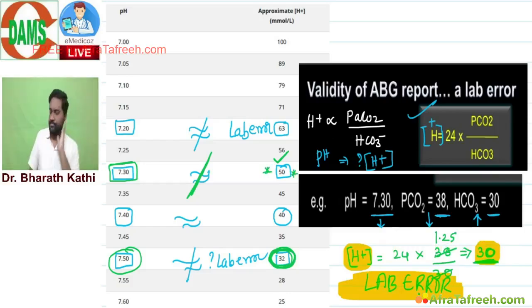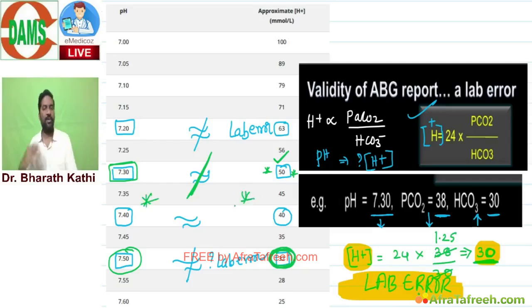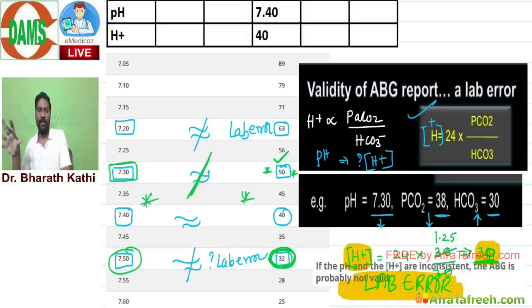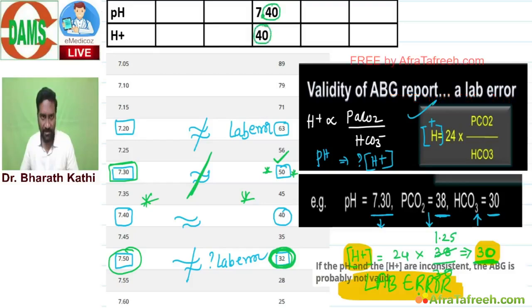In your exam or in your day-to-day practice, what happens is you will not be given this table. You may not be having this table with you, or it might be difficult to memorize this pH and H plus values. For that I have made a simple mnemonic. See, consider for pH of 7.40, let us take H plus concentration as 40.